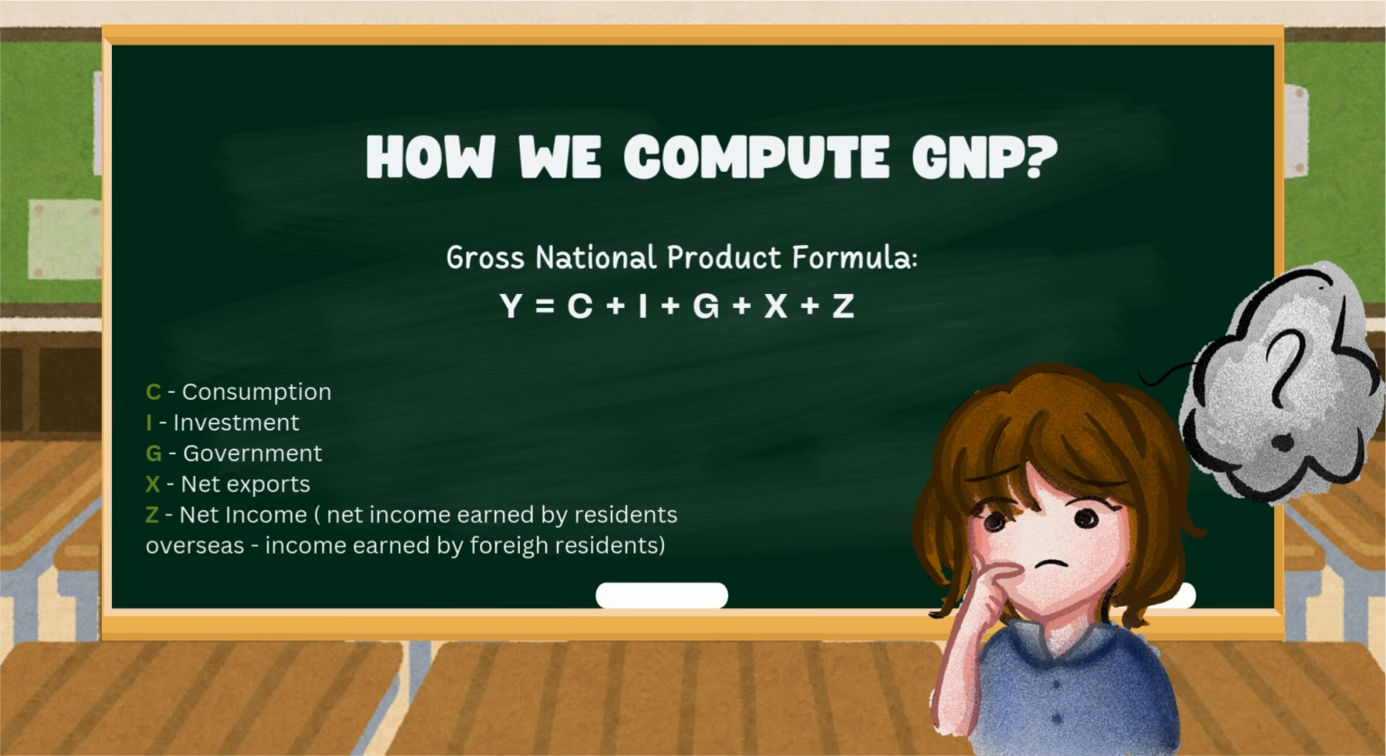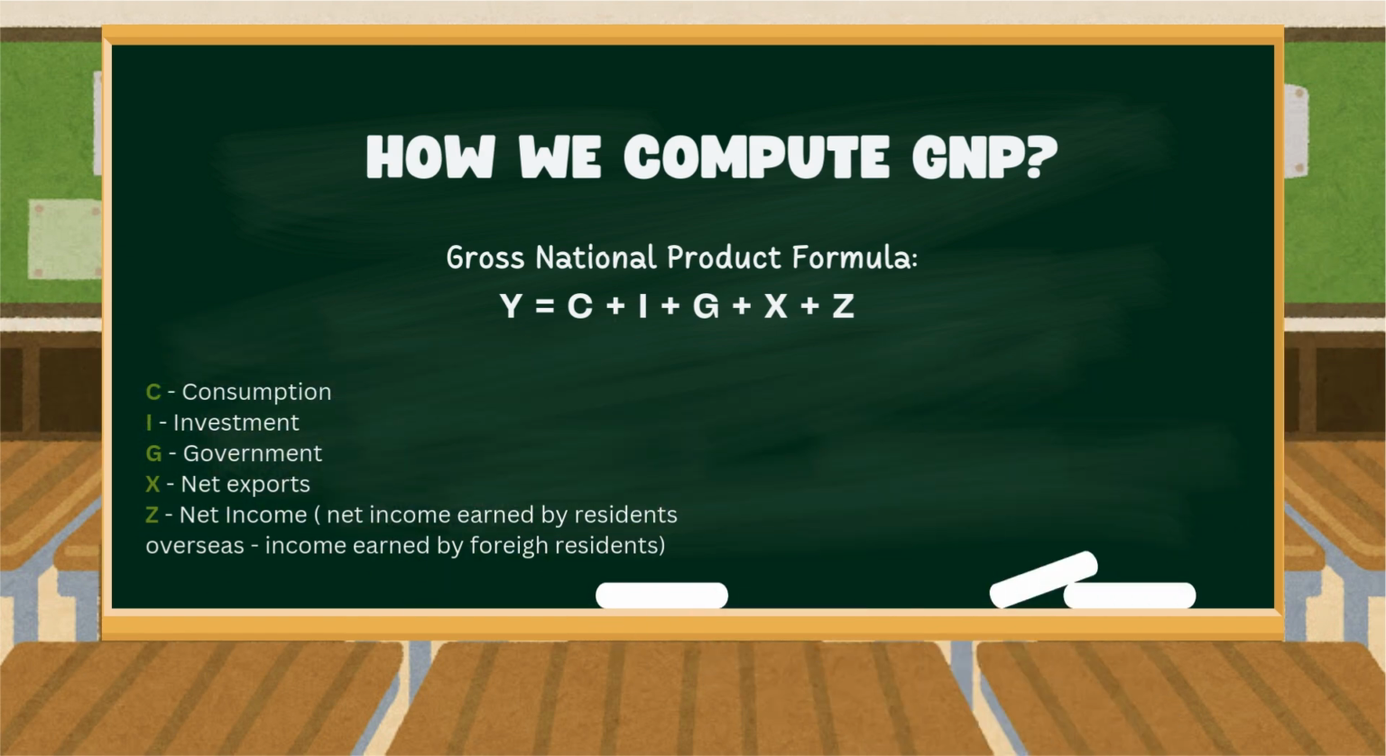Here's how we compute for gross national product. GNP is commonly calculated by taking the sum of personal consumption, private domestic investment, government expenditure, net export, and any income earned by residents from overseas investment. Then, we subtract the income earned by foreign residents.